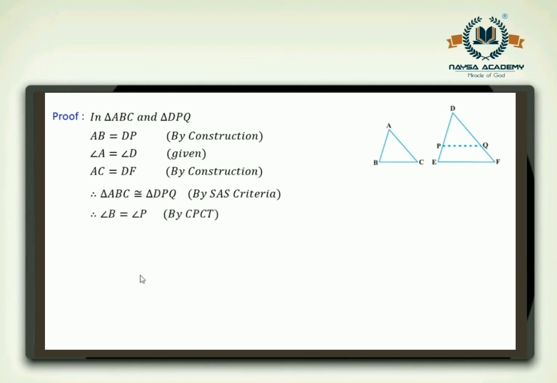Now as these two triangles are congruent, angle B will be equal to angle P by corresponding parts of congruent triangles.